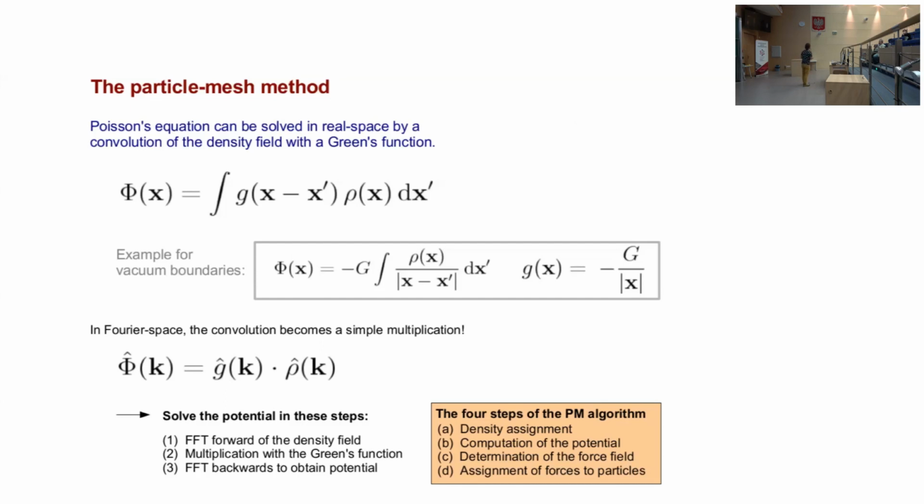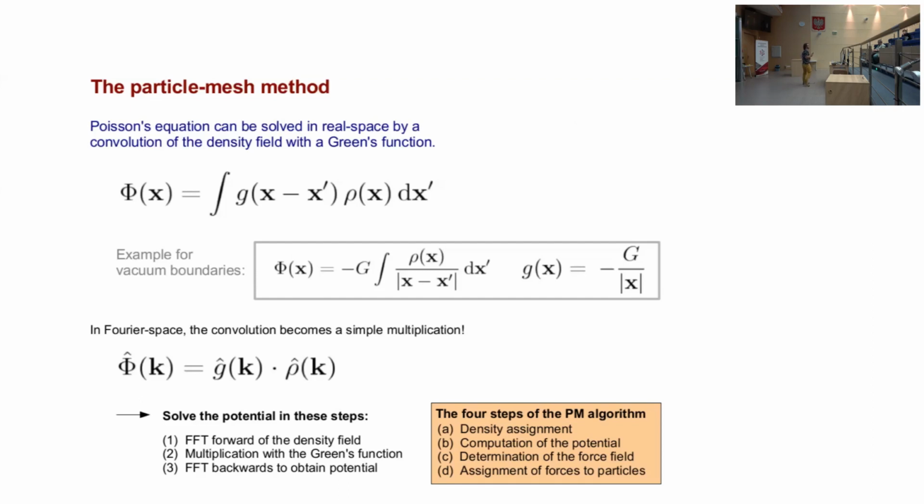So this is it. This is actually very, very simple, especially if you have a fast Fourier transform library, which is very fast these days. So the particle mesh algorithm for solving long-range interactions in gravity in cosmology would consist of four steps that are listed here.